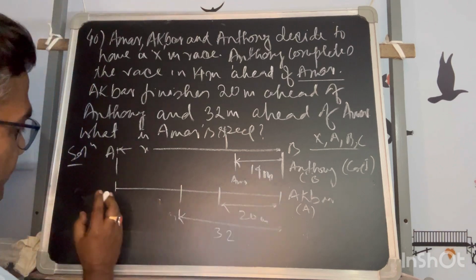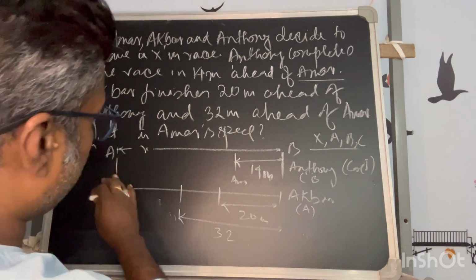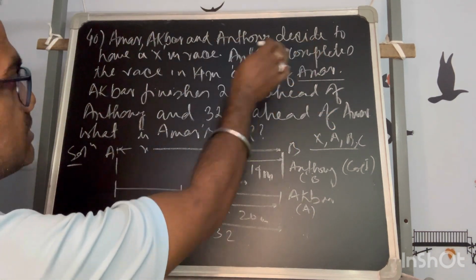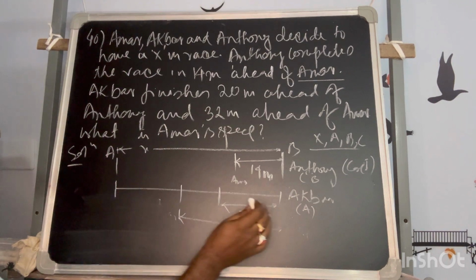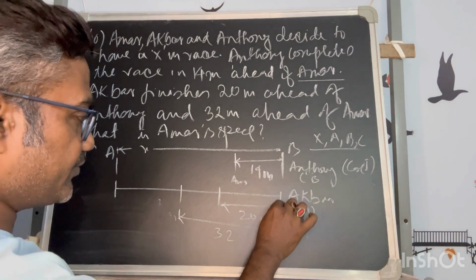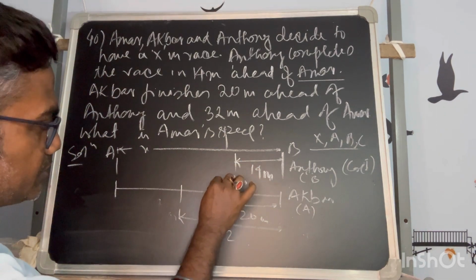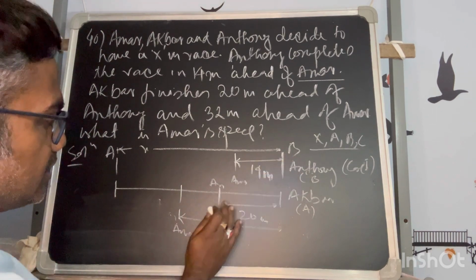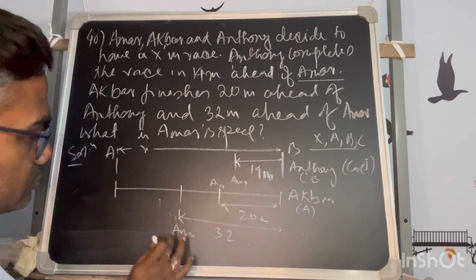Now, this is the first condition, when they are all racing together. That means they are in some race, and they have started at the same time. After starting at the same time, Akbar, being the highest speed, reaches the finish line. At the same time, this is Anthony's position, this is Amar's position. After Akbar reaches, Anthony will reach, so he is the slowest one.